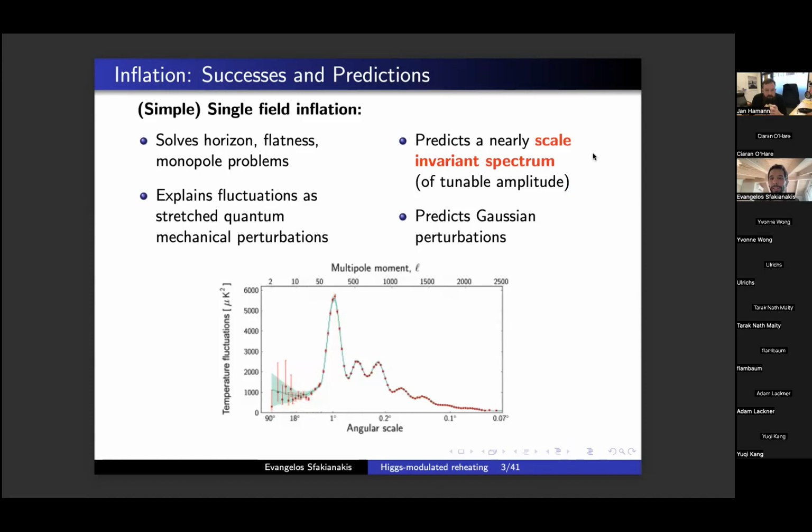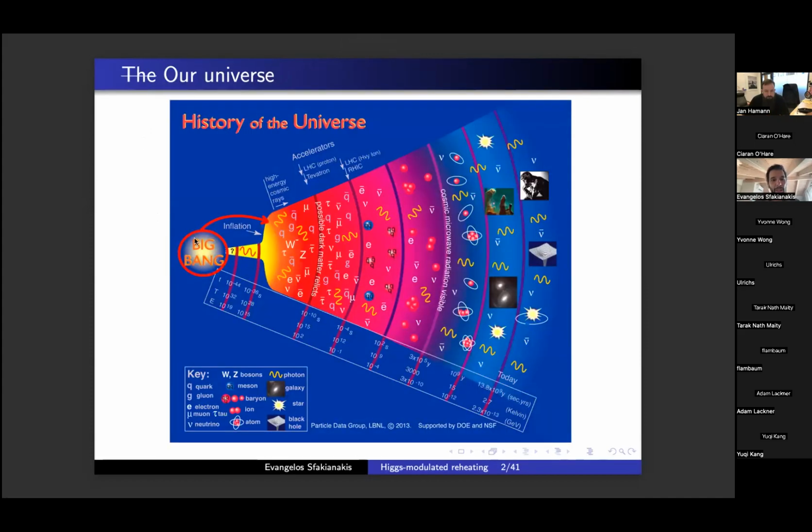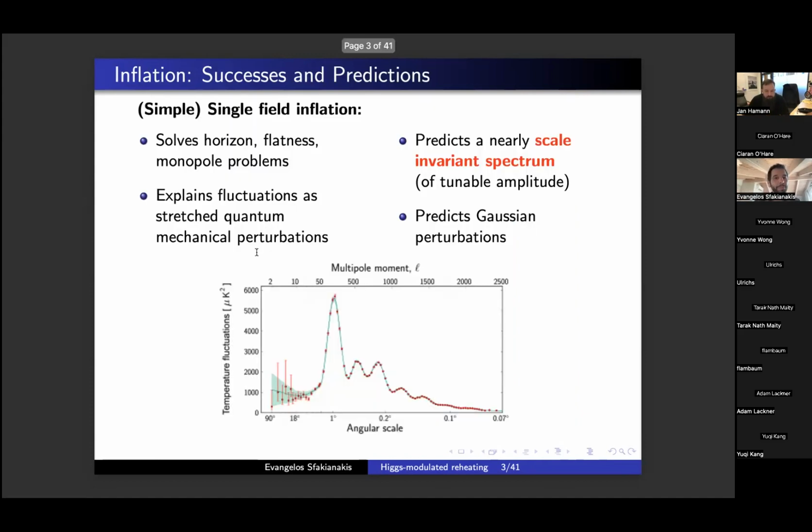So a very simple, mandatory slide for why inflation is cool. Inflation is a very compact, economical way to explain the early universe. The spark that started it was the monopole problem, but it solves the horizon, flatness and monopole problems of the old Big Bang theory. In some sense, that's why in this plot I put the Big Bang after inflation, because the Big Bang as the hot expanding plasma happens after inflation, not before.